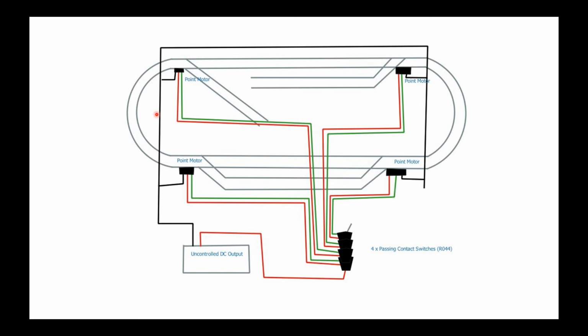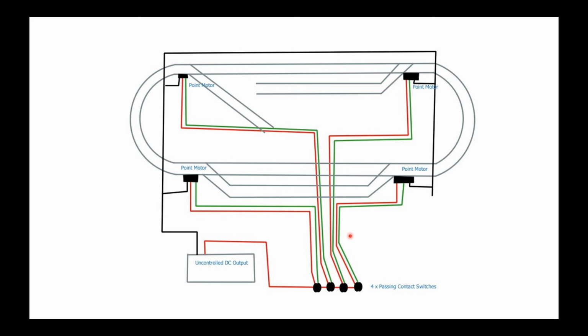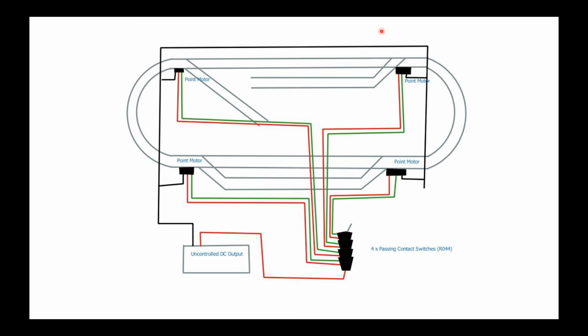So that is how you wire multiple points with Hornby point motors and Hornby passing contact switches. If you're using a different kind of switch, you may have to include a little wire to connect the switches in series. But essentially, it's the same thing, and that's it. That's how you wire multiple points, or multiple signals as well, or any accessories that require connecting up to the uncontrolled DC output.